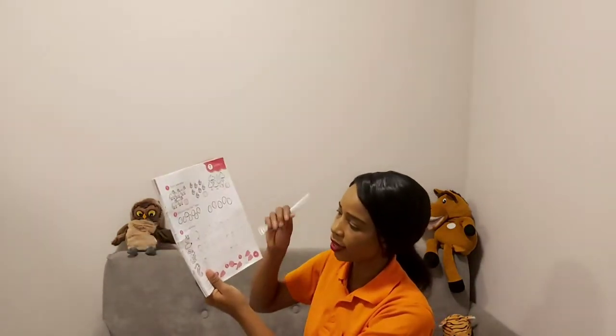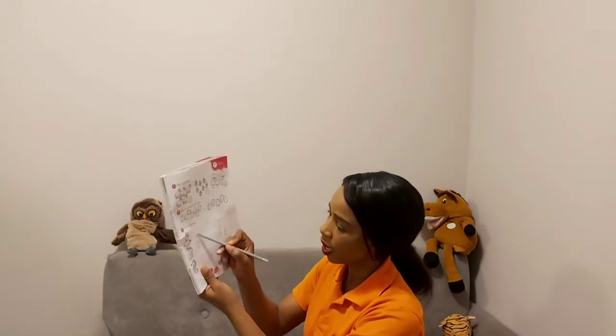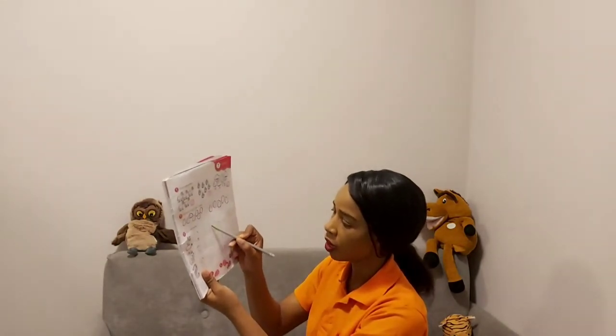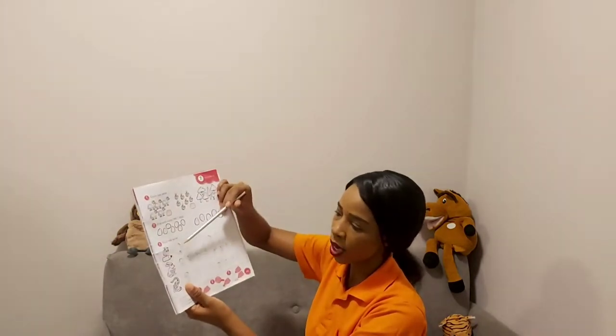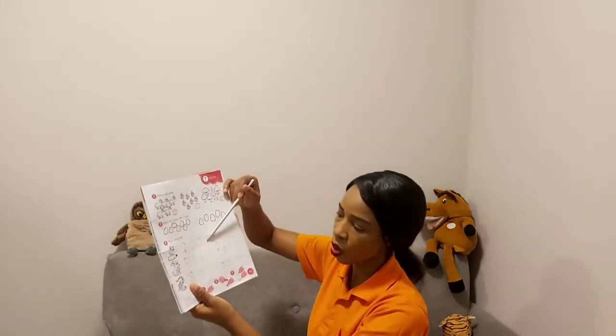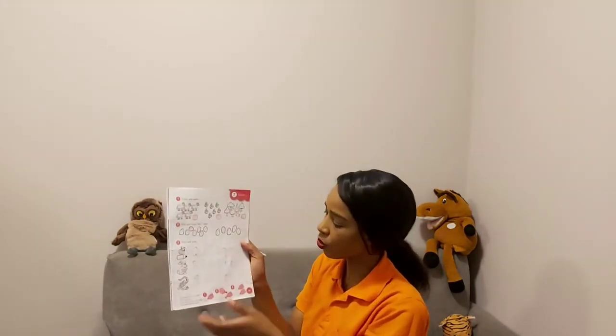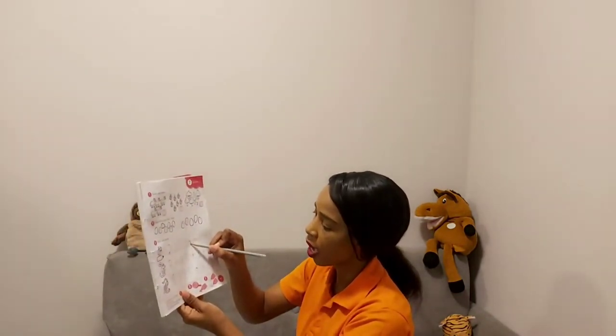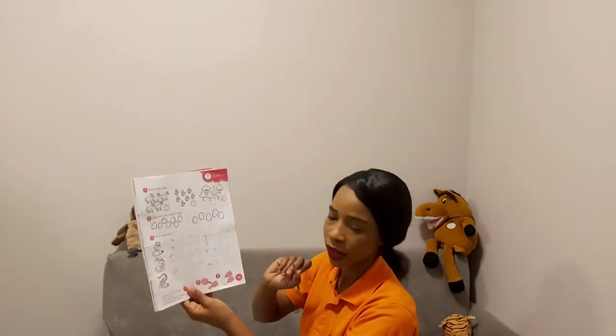So here you write the letter Q, you trace round and down, round and down. Make sure that you write 1, 2, 3, 4 Qs, the big Qs. And the small Qs is still the same, 1, 2, 3, 4. So it's round, you go down, up. Do you get it? Okay, so let's go to the next letter.